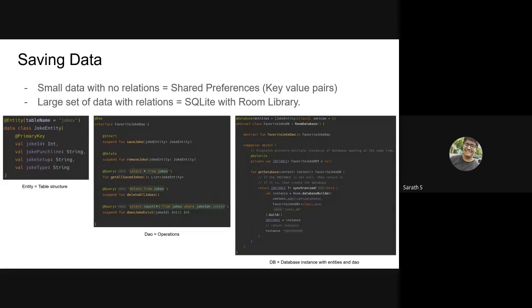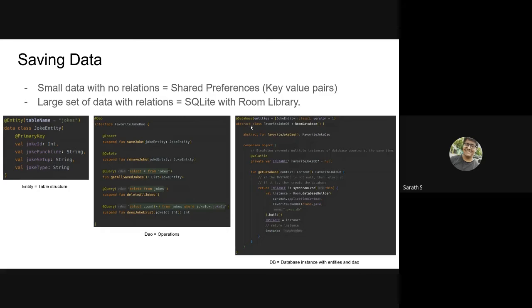So a database can have multiple tables. You could have a jokes table, a users table, or whatever table you want. To make a database, you write an abstract class. You don't specifically need to know what this is, but an abstract class is basically a class which has its properties, but you could implement it using another class. If you didn't understand it, that's fine.